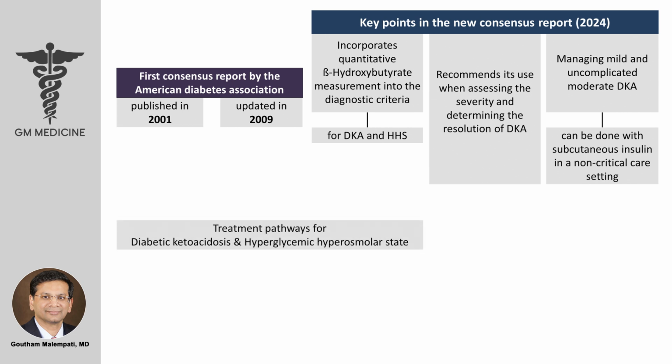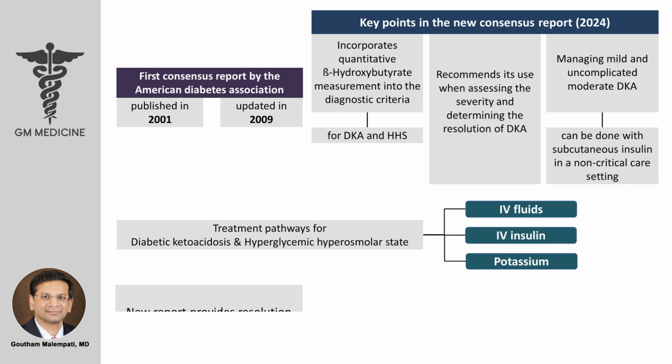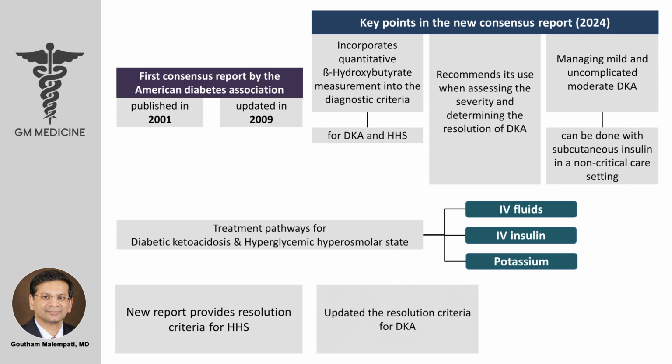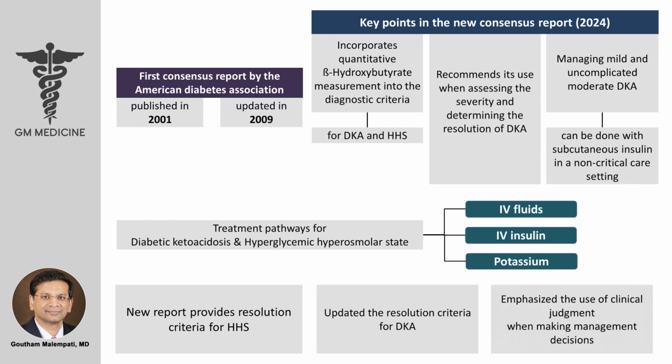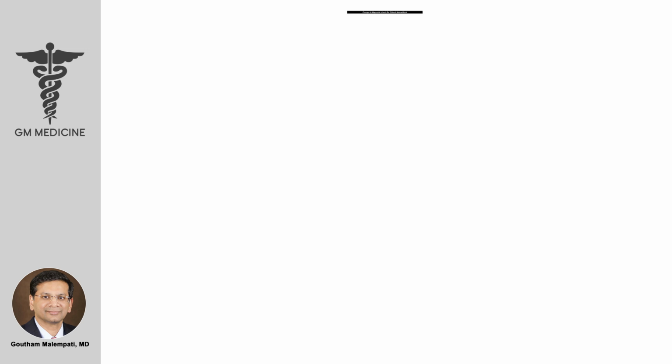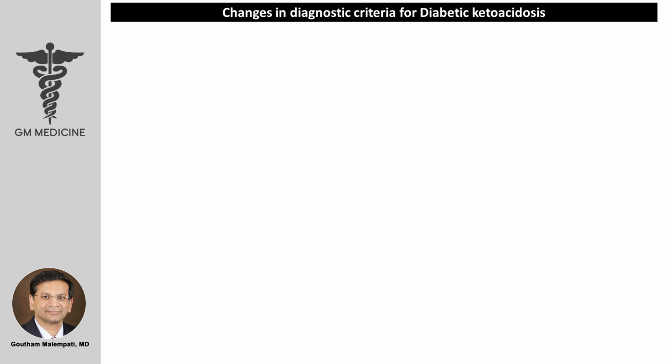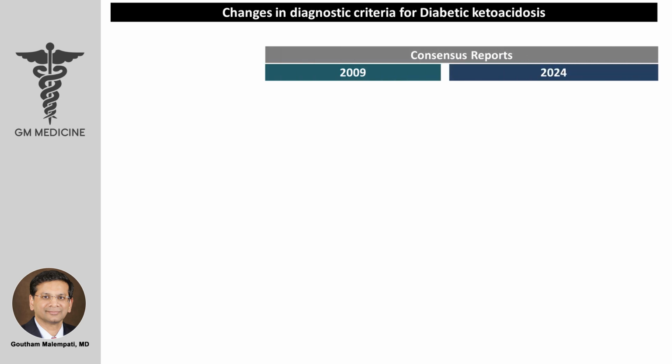Treatment pathways for diabetic ketoacidosis and hyperglycemic hyperosmolar state are simplified into three main areas, which include IV fluids, IV insulin, and potassium. The new report provides resolution criteria for hyperglycemic hyperosmolar state, updated the resolution criteria for diabetic ketoacidosis, and emphasized the use of clinical judgment when making management decisions. Changes in diagnostic criteria for diabetic ketoacidosis between the 2009 consensus report and the 2024 consensus report.